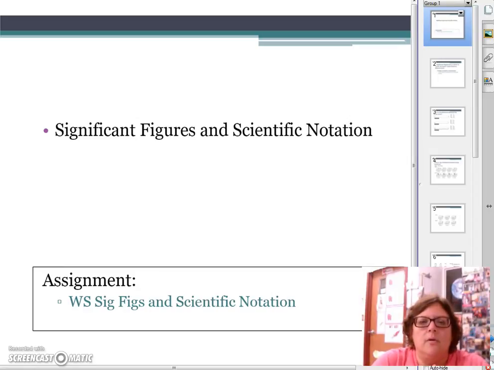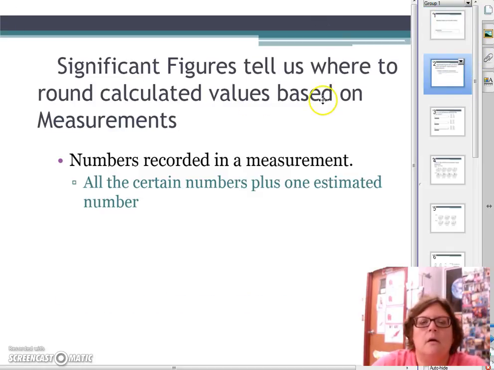All right, here we are talking about significant figures. This is scientific notation, but we're actually not going to do that today. Significant figures tell us where and around calculated values based on measurements. You guys just got done doing a lab.